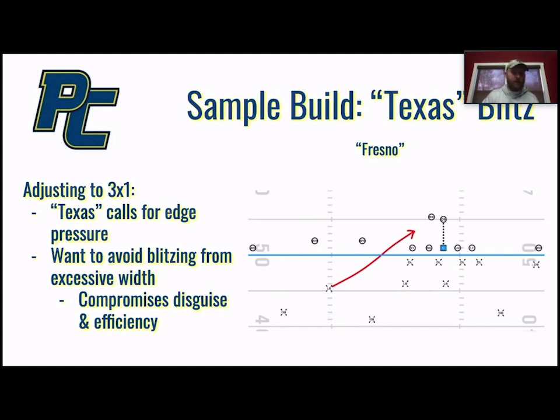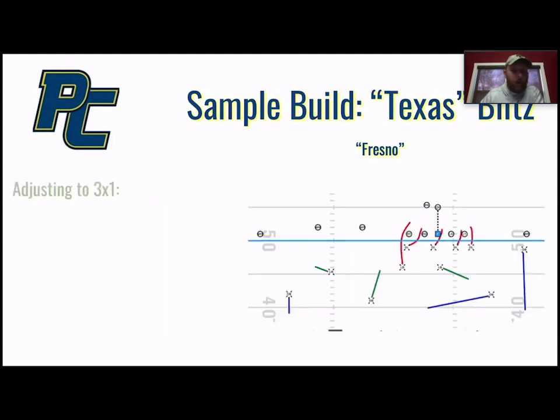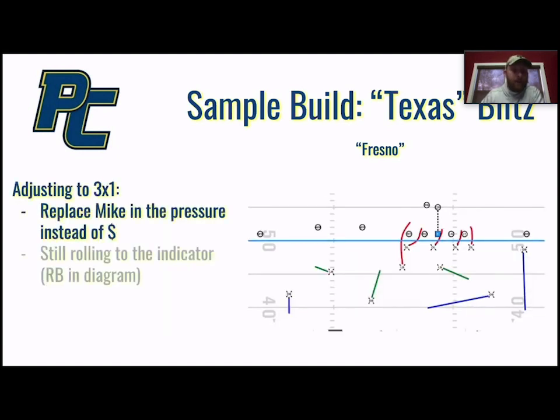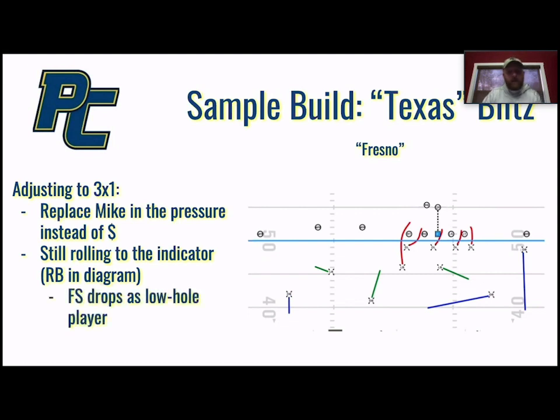So that, you know, one example, I know this isn't setting the world on fire as far as guys doing this, but that would call for subbing out your Mike to be your edge blitzer and keeping that nickel kind of out of the fit. But still rolling to the indicator in that case, still going to the running back the way that we've got it set up right here.